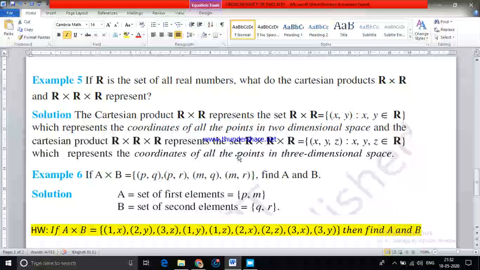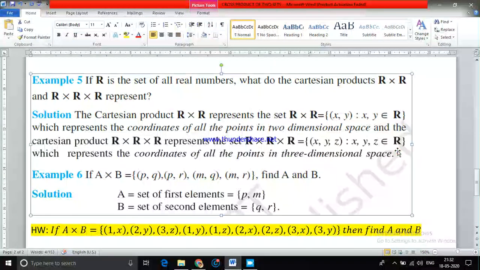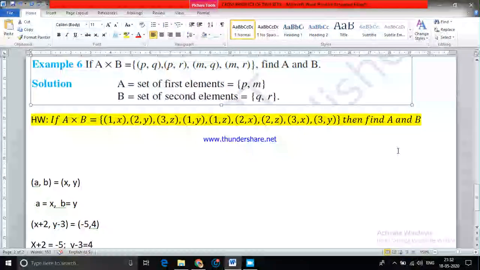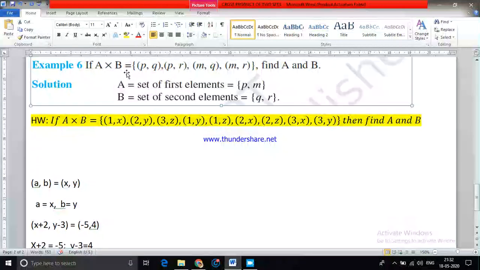Next, this example 5, I think we already discussed the product R cross R cross R, (x, y, z) such that x, y, z belong to R. Now here we have one interesting question. If A cross B equals {(p, q), (p, r), (m, q), (m, r)}, then what are the elements of A and B? This is the reverse question. If A and B are given, we already learned how to find the cross product. Now if the cross product is given, how to get A and B?